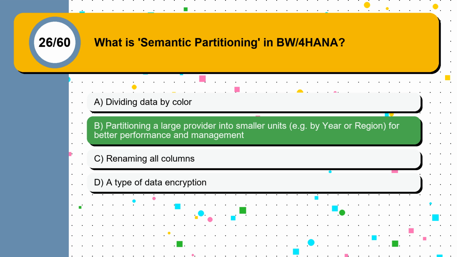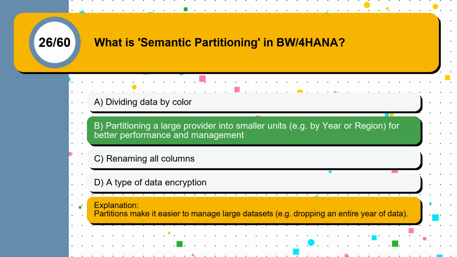The correct answer is option B. Partitioning a large provider into smaller units, e.g. by year or region, for better performance and management. Partitions make it easier to manage large datasets, e.g. dropping an entire year of data.